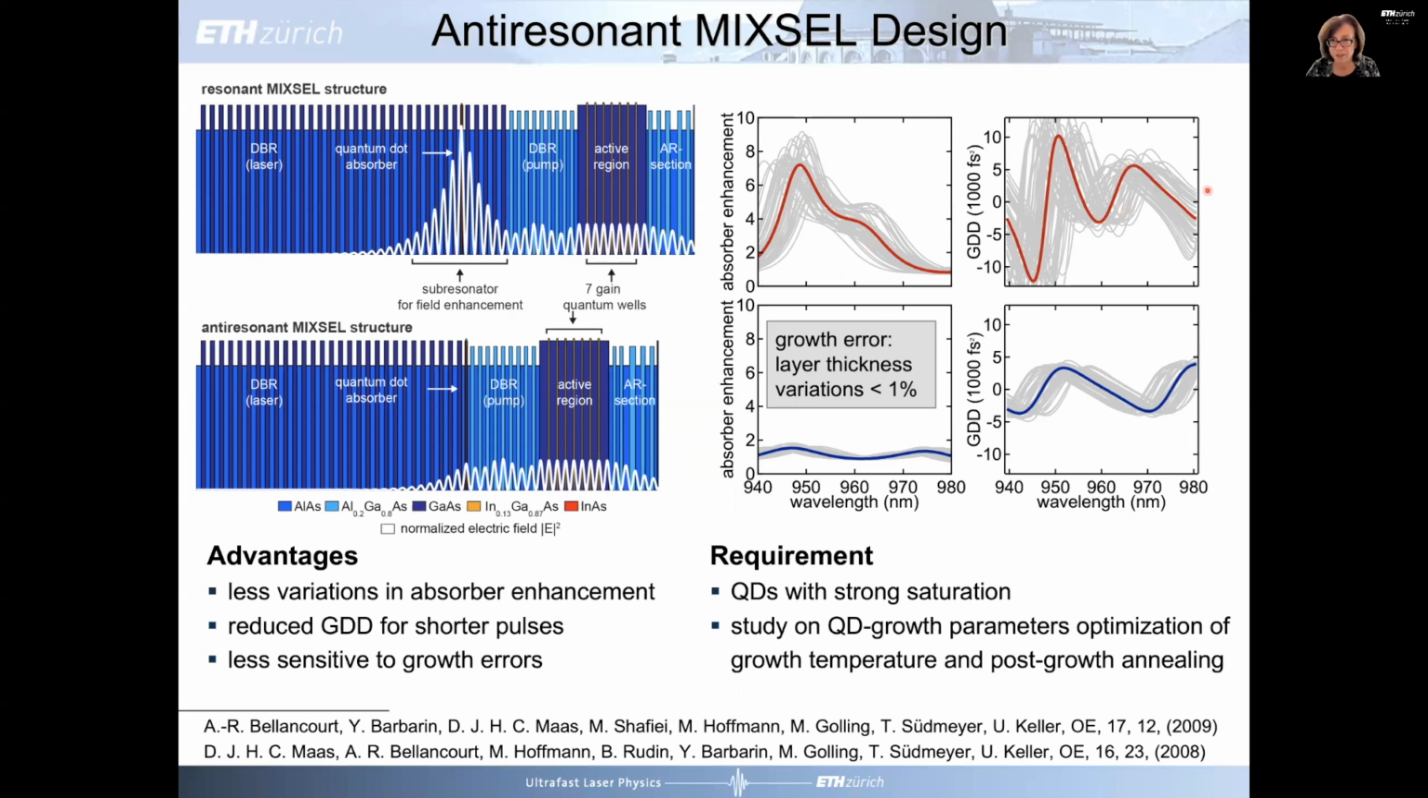What is even worse is the group delay dispersion. That one is really bad for the resonance structure and much better for the anti-resonance structure. And I'll tell you later on how to optimize this further, because you have here units of thousands of femtosecond square. And for the really short pulses, that is actually too much.